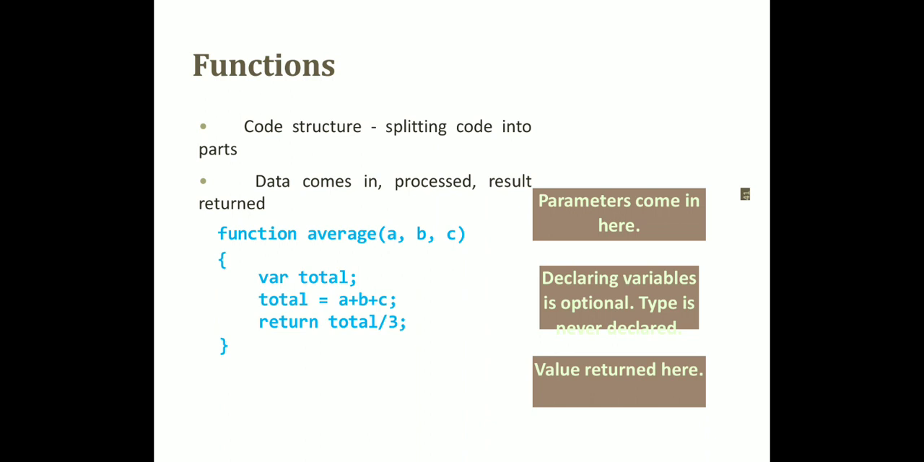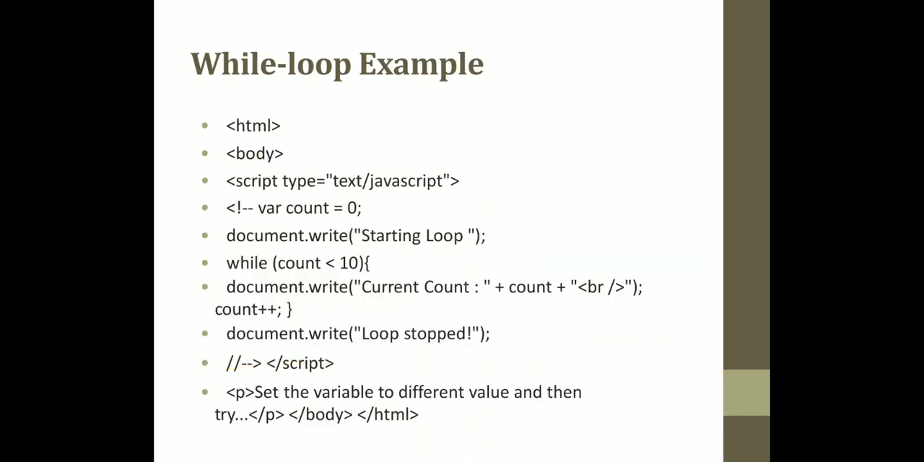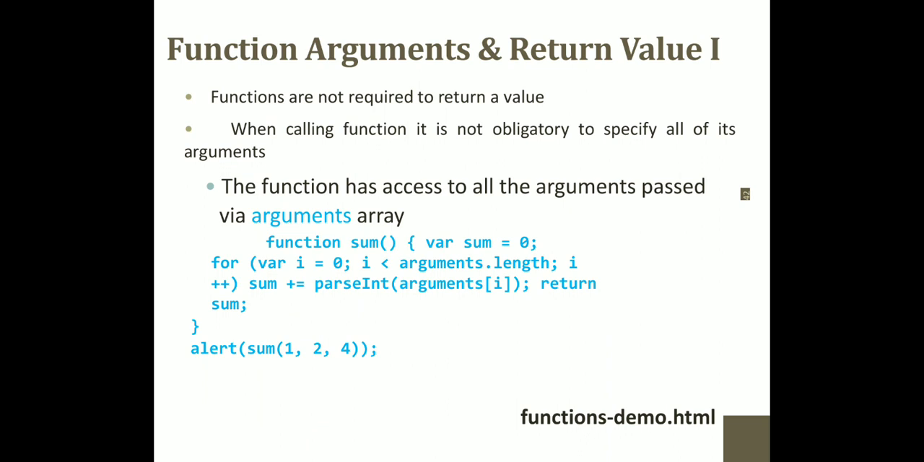So these parameters are passed in the function, that is shown in this diagram. And second, in the code block we have declared variables. Okay, and it is optional, meaning declaring variables is optional, and the type is never declared. Then the value is written within the curly braces. So this is about functions.